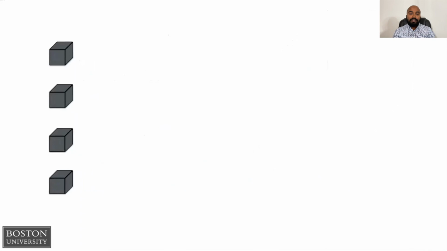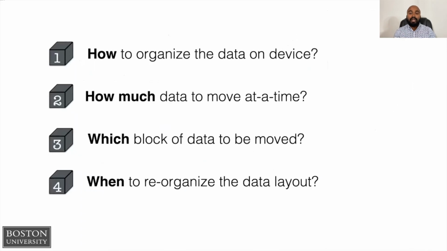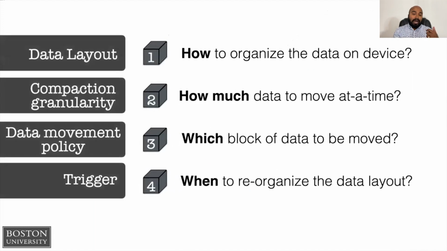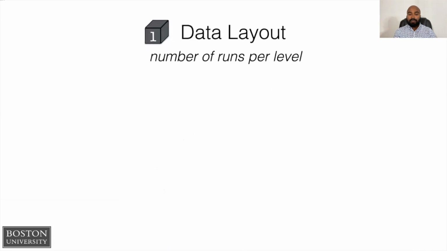Toward this, we identify the 4 first-order design decisions that are fundamental to any LSM compaction strategy. These are how to organize the data physically on storage, how much data to move at a time while reorganizing the data layout, which block of data to be moved, and when to reorganize the data layout. The answers to these questions give us the 4 design primitives for LSM compactions, namely the data layout, the compaction granularity, the data movement policy, and the compaction trigger. Let us now look at the construct of these individual design primitives.